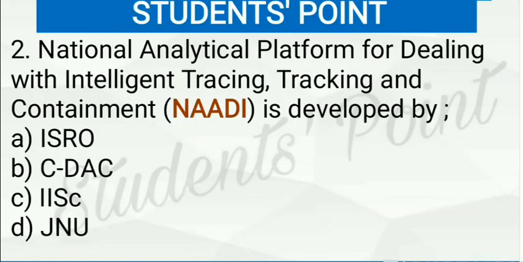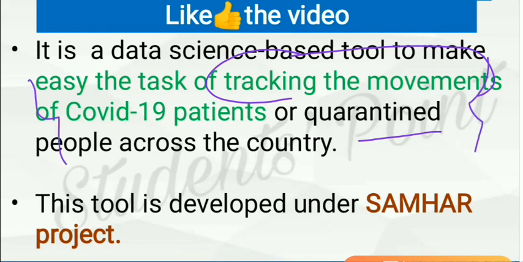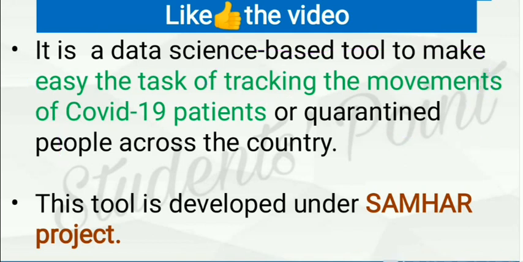National Analytical Platform for dealing with intelligent tracing, tracking and containment, in short Nadi, is a data science based tool to make easy the task of tracking the movement of COVID-19 patients or quarantined people across the country. So this will help to contain the spread to other people, and this tool is developed under Samhar project. And what is Samhar project? We will see Samhar project later on.